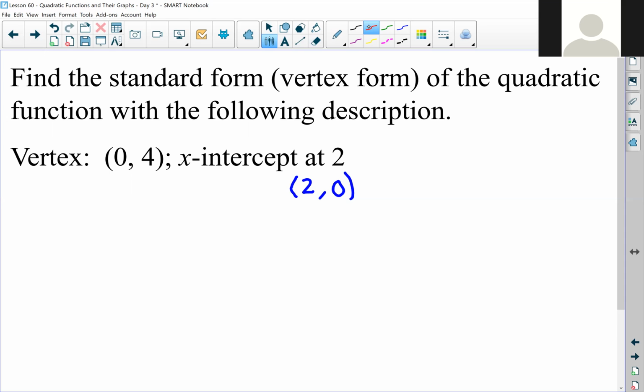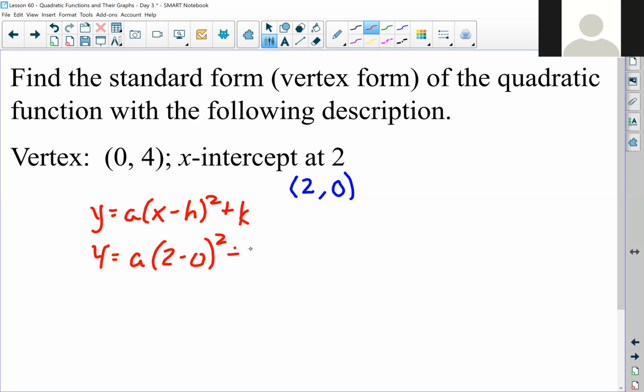But the process is going to be the same. We're going to plug into the vertex form, or standard form as the book calls it. So y is 4, a, my x value is 2, h is 0, plus k. Oops, not plus k. In this case, k is 0.